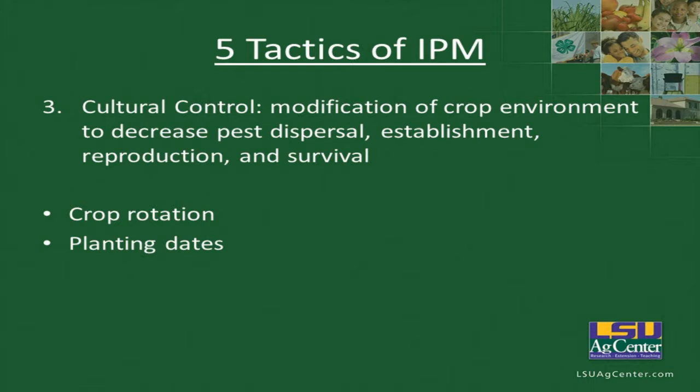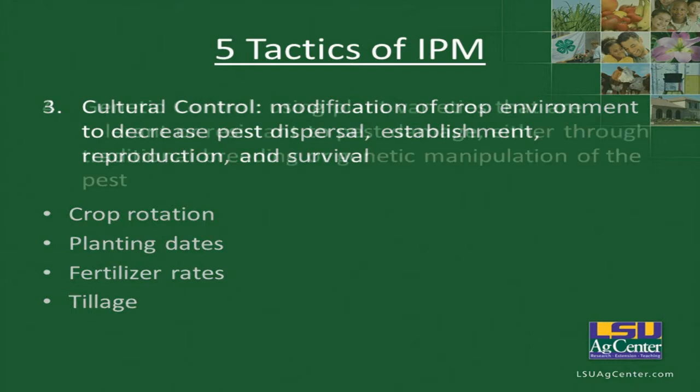The earlier planting dates that we now have for soybean in the south provide less damage for our lepidopteran pests, but we actually see more stink bugs occurring because we're planting earlier. Different fertilizer rates, these can affect the different health of the plant, and as we said, the healthier the plant, usually what you're going to see is more pest damage. And tillage, these can all have an impact on integrated pest management.